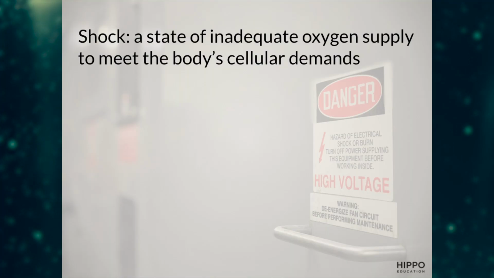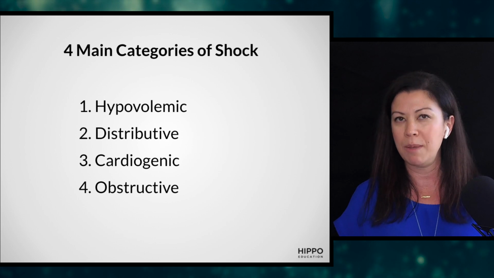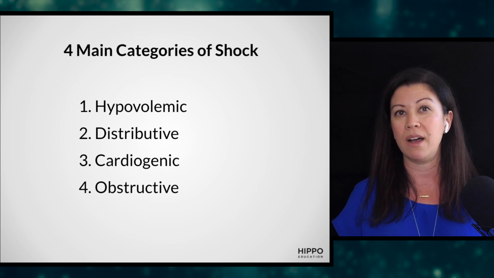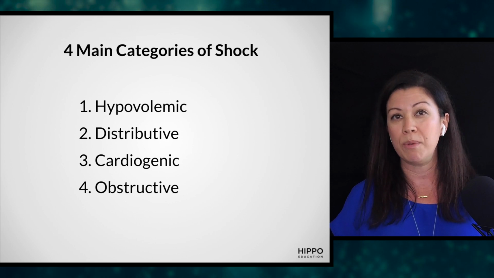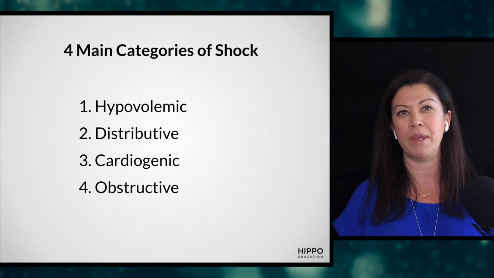So what is shock? Shock is basically a state of imbalance, right? It's inadequate oxygen supply to meet the body's cellular demands. And there's really four main categories of shock. Hypovolemic tends to be the number one common cause of shock in kids. Distributive, cardiogenic, and obstructive. We're going to talk about each of these four main categories.